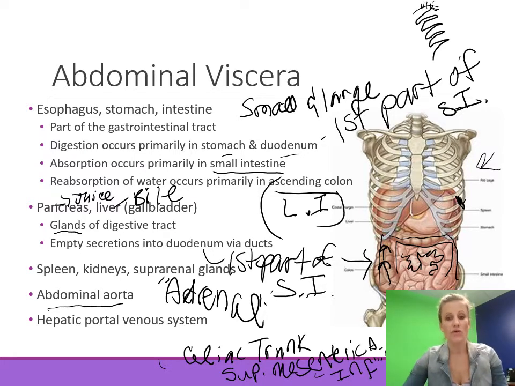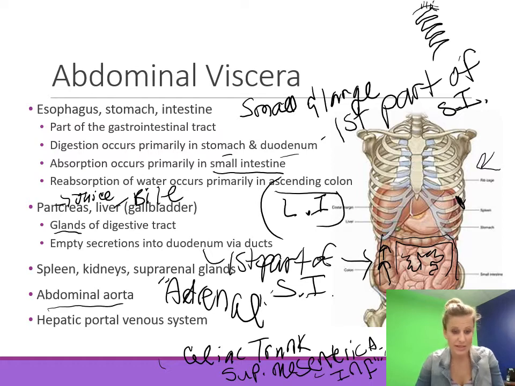Venous drainage from the abdominal viscera is via the hepatic portal system. Portal blood flow is different from normal blood flow because typically we go from artery to capillary to vein, right? But in portal blood flow, we go from one capillary bed and then a vein, the portal vein, brings us to another capillary bed. And then the blood leaves via a typical regular vein. So in portal blood flow, we have two capillary beds that are linked by portal veins. We see this happens with the abdominal viscera.